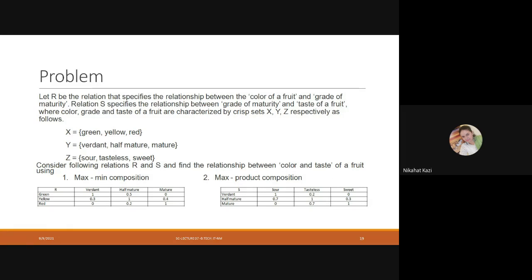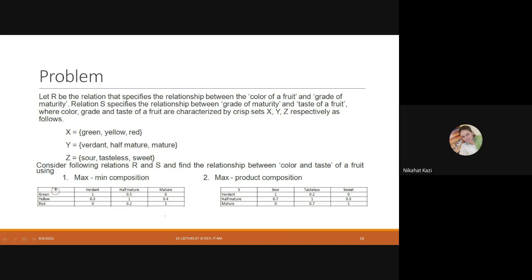Yes, you have found out what the max-min composition is. So relations R and S are given to you. This is R and this is S, right? The relationship between color and grade, maturity.